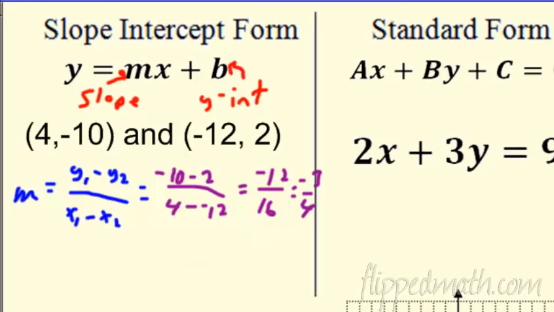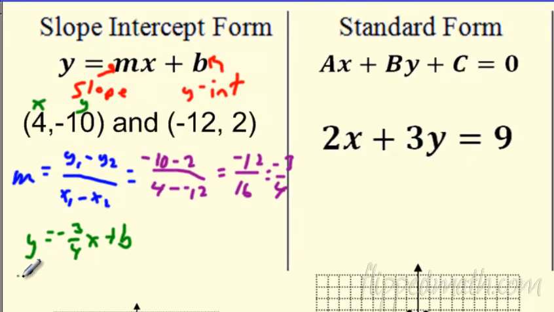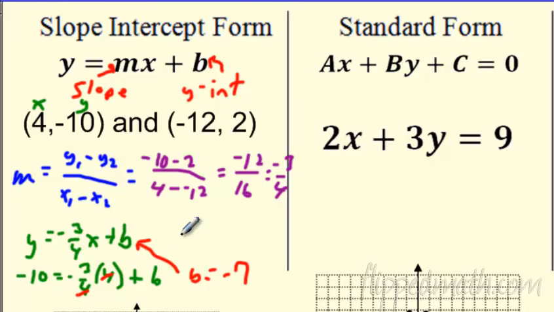The key is, how do you find b? You know the slope is negative 3/4, but where do you get b? Well, you have to solve for b. Pick either point, I don't care which one, and plug it in. So y is negative 10, the slope is negative 3/4, and x was 4. Solve for b. This one's a nice one to solve for, isn't it? The negative 3 cancels, add 3 to both sides, and we get b is negative 7. So I found b. Plug it back in and write your final equation: y = negative 3/4 x minus 7.